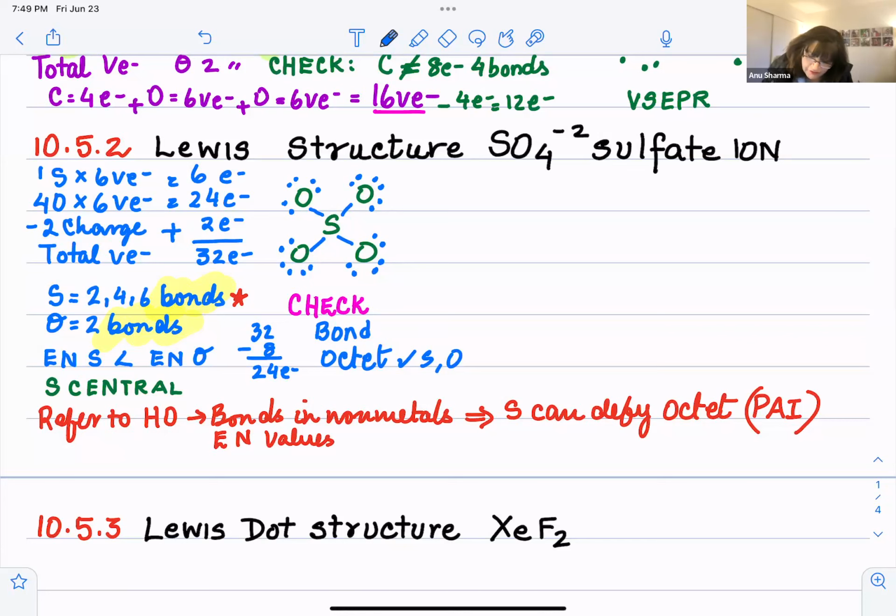Sulfur is making 4 bonds, which is okay because sulfur can make 2, 4, and 6 bonds. But oxygen needs to make 2 bonds, and that is not happening. So what is going to happen? Rearrangement. In this rearrangement, one of the lone pairs comes in, like a coordinate covalent bond.